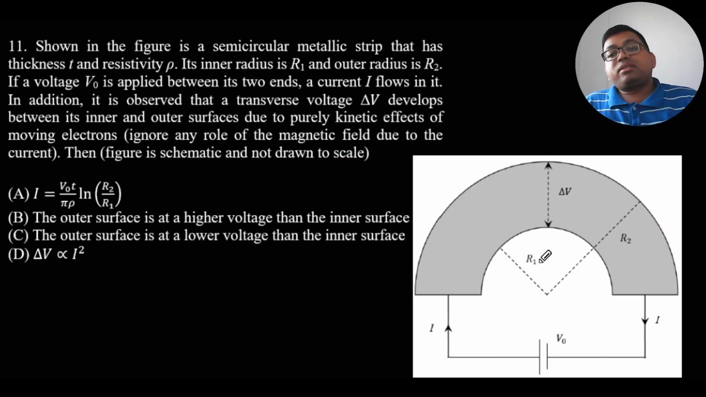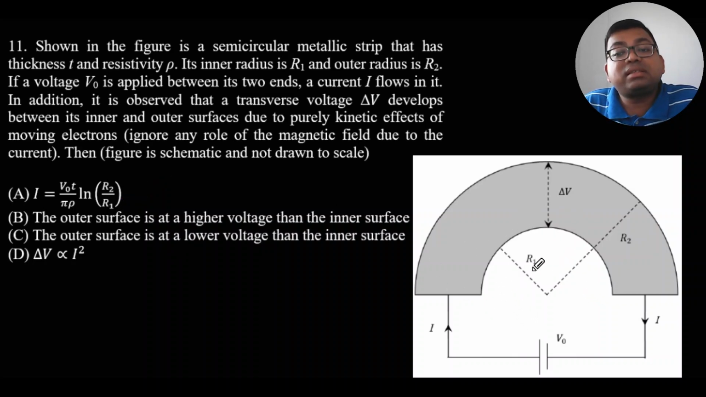So the current due to this battery is not producing this transverse voltage. This transverse voltage is produced due to the motion of electrons. Okay, it is given in this question. Now we have to choose the options. Option A is telling about the current. So we need to derive the current, isn't it?